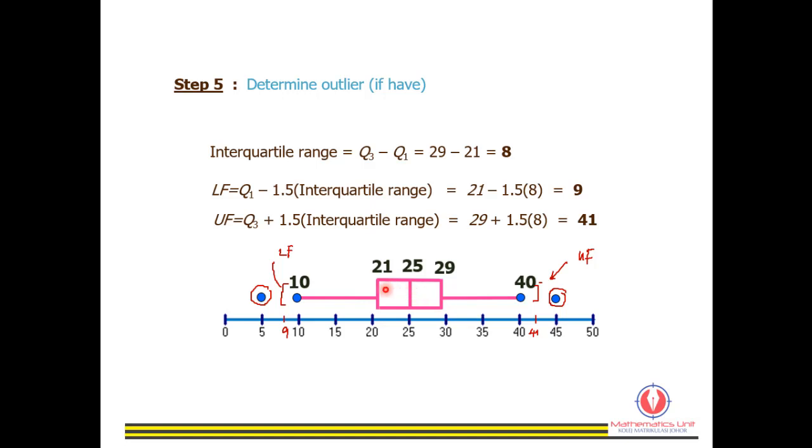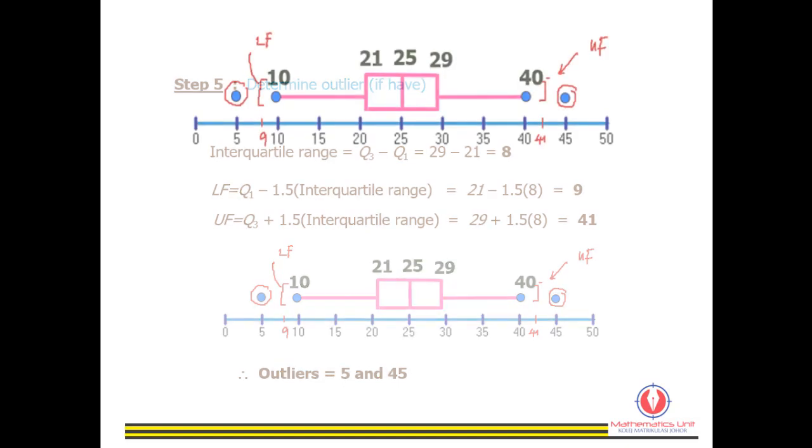And then for the whisker here, you draw it and stop at the value after the lower fence. And the whisker here, you draw it and stop at the value before the upper fence. The values outside the lower fence and upper fence we call outliers. So from the box and whisker, we can find that the outliers are 5 and 45.